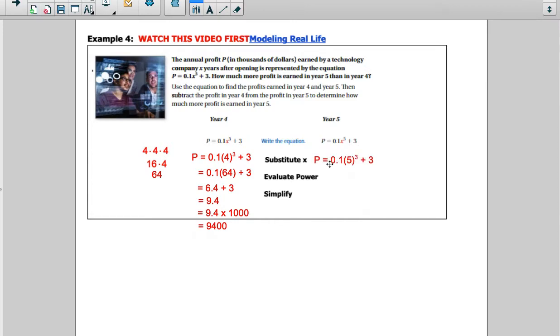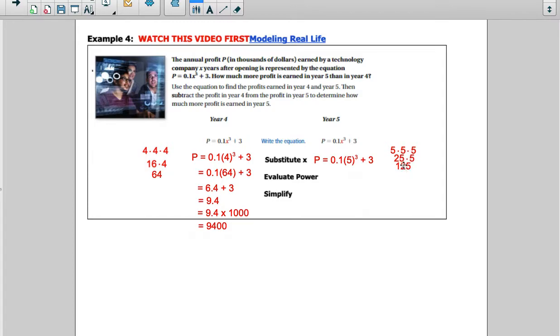So my equation becomes P equals, or profits will equal 0.1 times 5 to the third power plus 3. Again, examining the equation using order of operations, I noticed that 5 is wrapped in parentheses, raised to the third power, only to show multiplication here. Okay? So if I resolve 5 to the third power, I would have 25 times 5, which is 125. Because 5 times 5 is 25, times another 5 is 125.